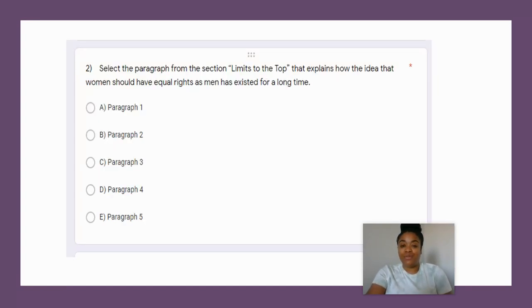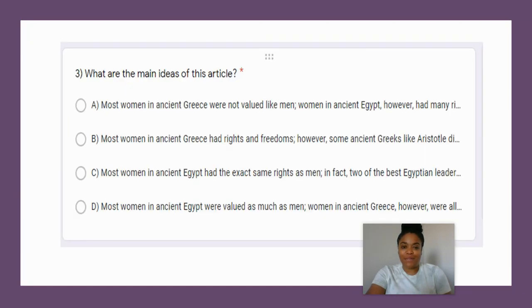Let's look at question two. Question two was another one of our most challenging questions on our DIRT quiz. Question two says, select the paragraph from the section, it was telling us which section to go to, limits to the top, that explains how the idea that women should have equal rights as men has existed for a long time. Scholars, the correct answer for number two is E. Again, the correct answer for number two is E, paragraph 5.